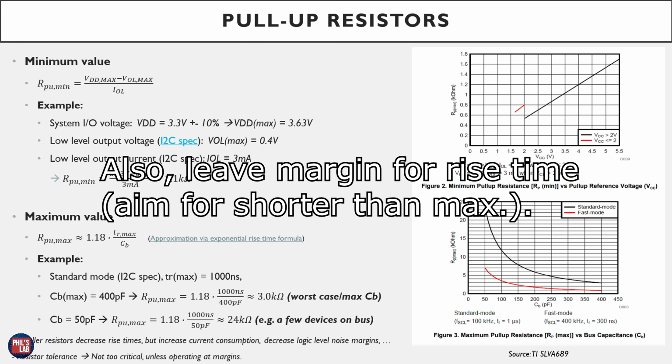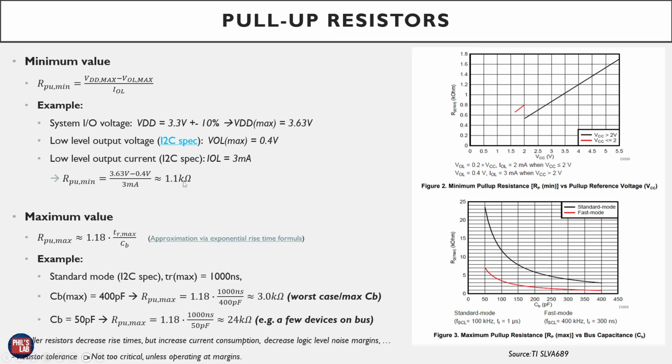Then the final choice is, of course, dependent on, for example, power consumption and worst cases. You might want to leave some margin for the bus capacitance and so on. So unless power consumption is very critical, I would typically go closer to the minimum calculated pull-up resistor value. So I might put in, let's say, a 1.5 kilo ohm or 2.2 kilo ohm pull-up resistor in this case. We, of course, also have to maybe worry about resistor tolerance, but this is actually not too critical unless you're operating at very, very tight margins. On the right-hand side, again, in the figure from Texas Instruments, figure 3, we can see the maximum pull-up resistance versus the bus capacitance illustrated graphically.